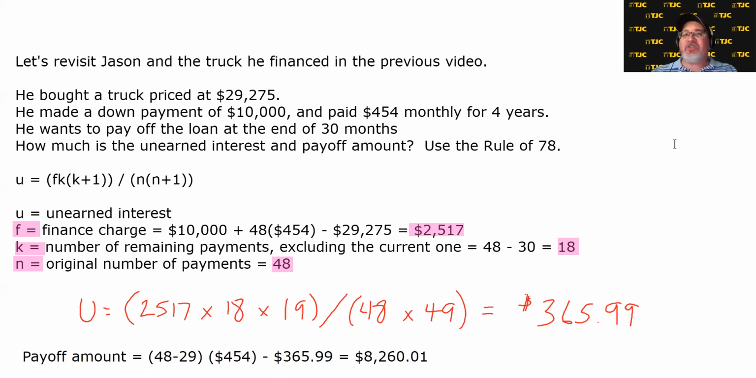So the end of it is just like the actuarial method. The payoff amount is all the payments we haven't made yet minus the interest that we no longer owe. But the calculation of the unearned interest is a little bit different. At least in this case, it doesn't require the APR.